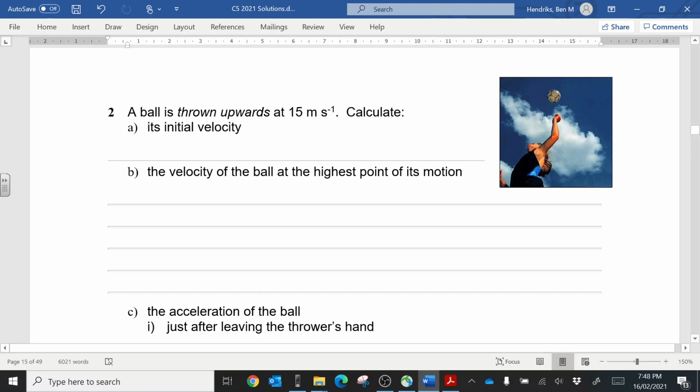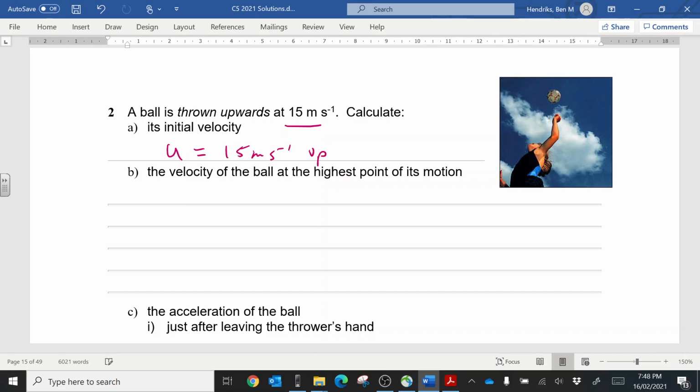Okay, so welcome back, and we're about to do our second vertical motion example here. In the previous example, we had a ball someone dropped from a bridge, so their initial velocity was equal to zero. But obviously, we can give an object an initial velocity, like this. Someone's throwing a ball upwards at 15 meters per second. Calculate the initial velocity. So they've just given it to us there. So u is equal to 15 meters per second upwards.